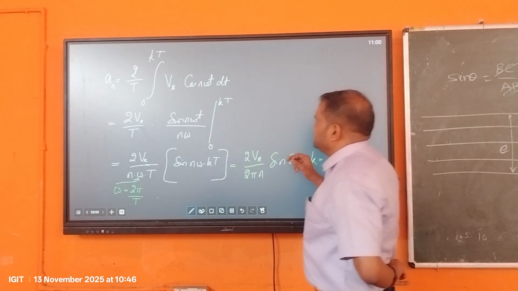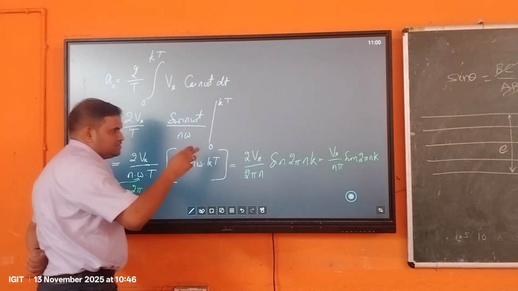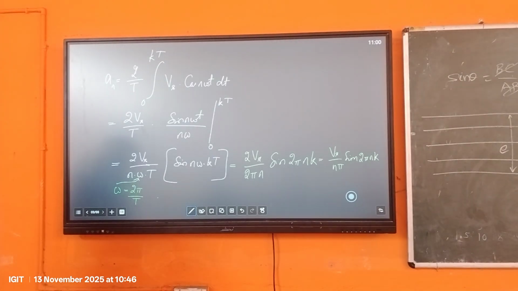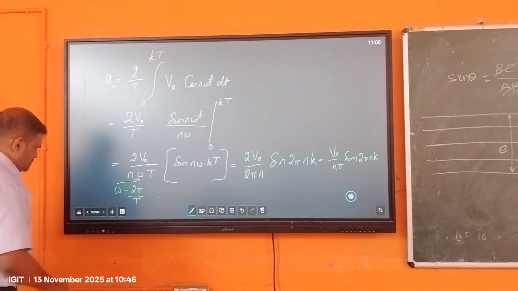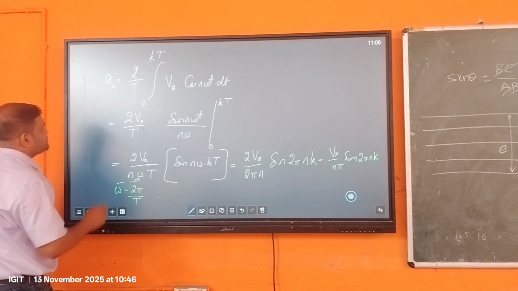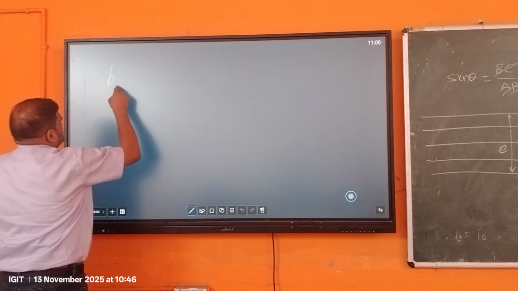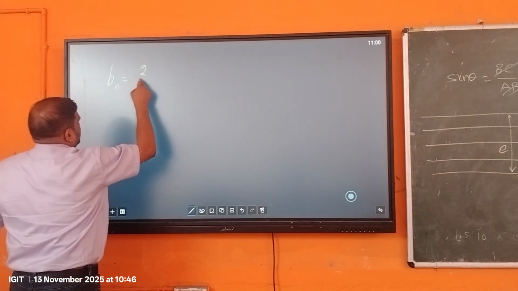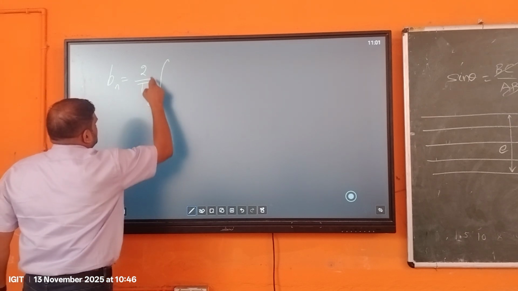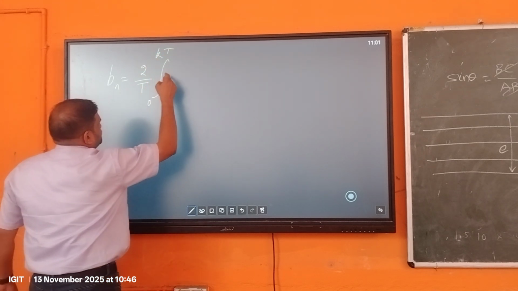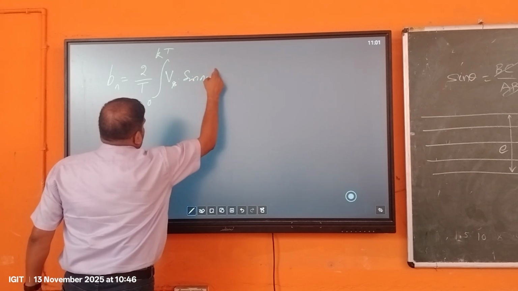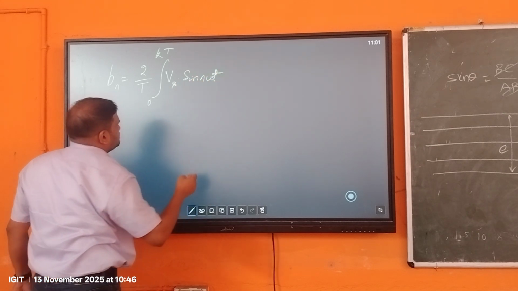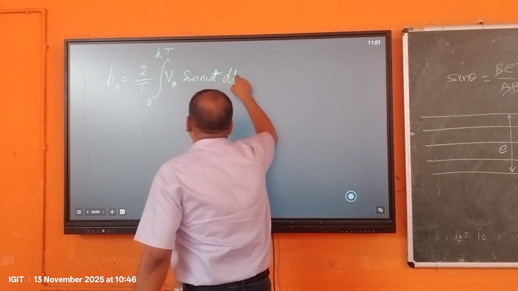So here, this is okay. Then can we go for the Bn? Okay, let us go for the Bn. So Bn is equal to again 2 by T integration of 0 to kT, same Vs sine n omega T, correct? And integration with respect to time T.